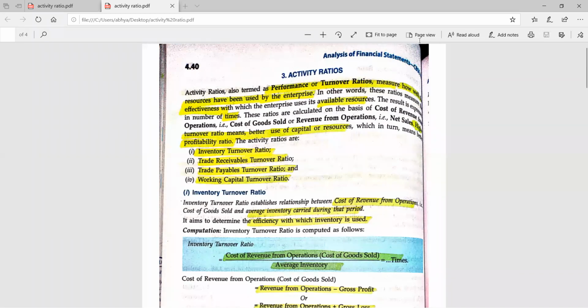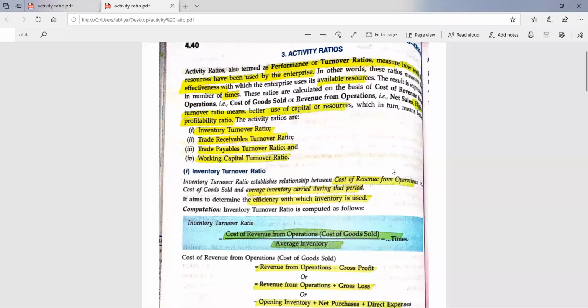So, 12th class, accountancy class, chapter 4, ratio analysis. Till now, we have done two ratios. I told you four categories of ratios are there. Two ratios we have done, liquidity ratio and solvency ratio. And today we'll start with activity ratios. This is the third category of the ratios.